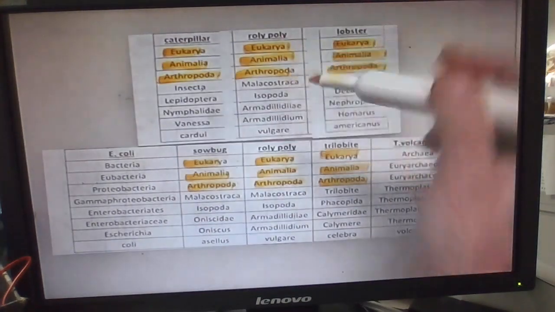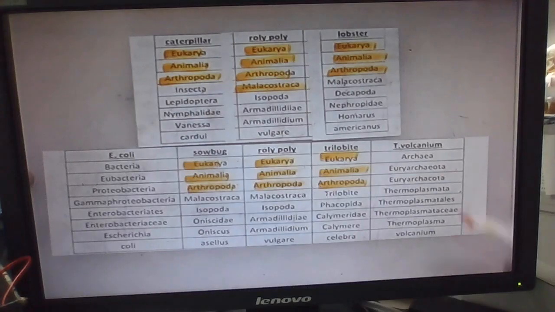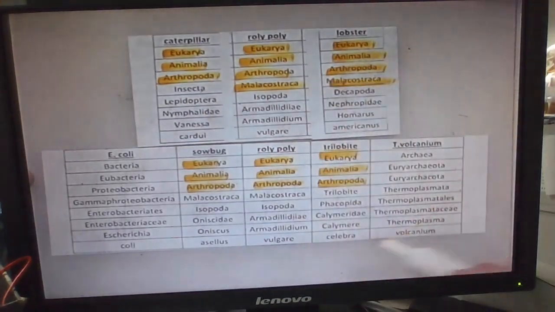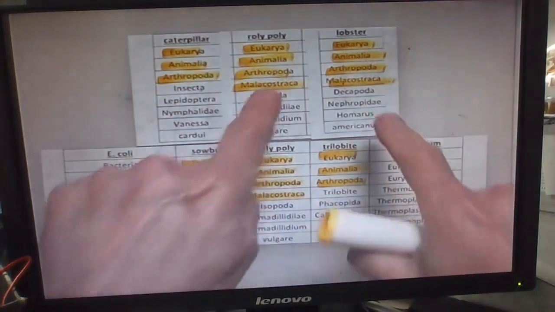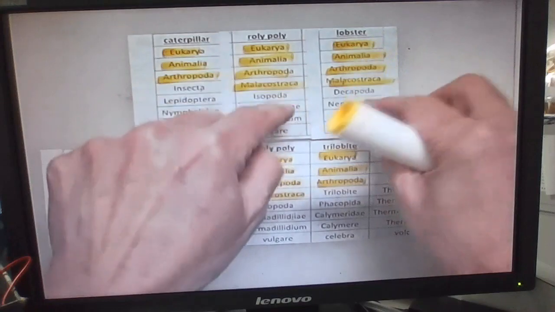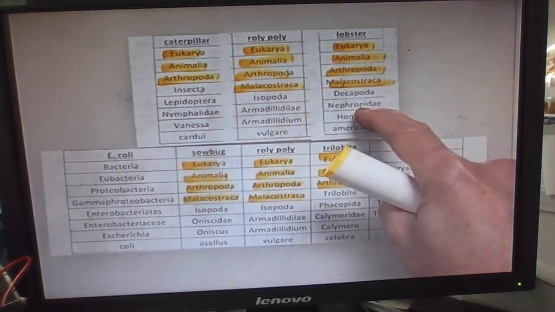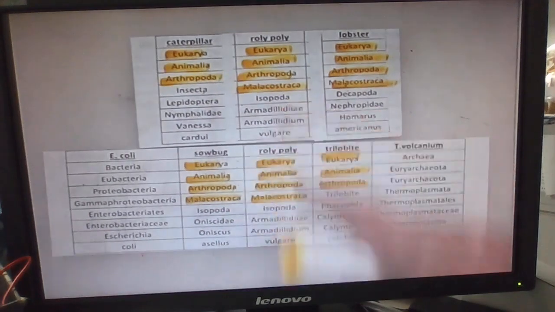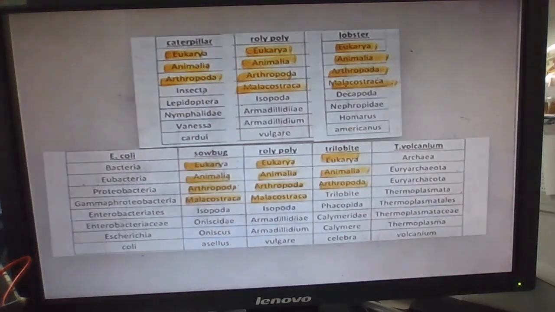Darien King Philip crossed. So the class of the roly-poly is Malacostraca. It's in the same class as lobster and the sow bug. The roly-poly shares more levels of classification with the lobster than it does the caterpillar. So it is more closely related to a lobster than it is to a caterpillar. The roly-poly is more closely related to a sow bug than it is to a caterpillar.